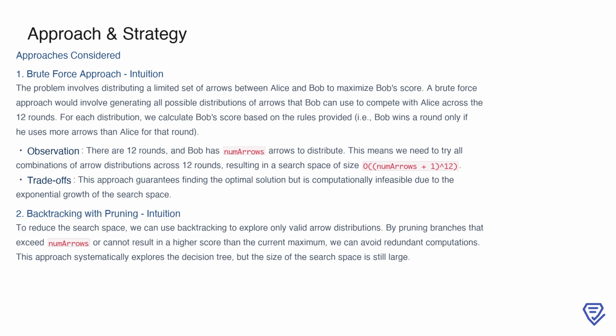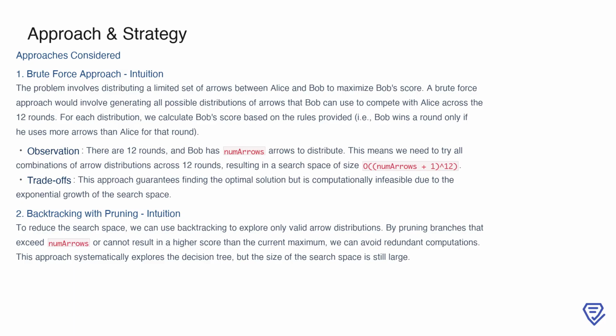In this problem, our goal is to distribute a fixed number of arrows in a way that maximizes Bob's score. To start, let's look at a brute force approach. Here, we consider every possible way to distribute the arrows across the 12 rounds, calculating Bob's score for each configuration. Bob earns points for a round only if he uses more arrows than Alice in that round. While this method ensures we find the optimal solution, the number of combinations grows exponentially with the number of arrows, resulting in a search space of size O((numArrows + 1)^12). This makes brute force computationally infeasible for larger inputs.